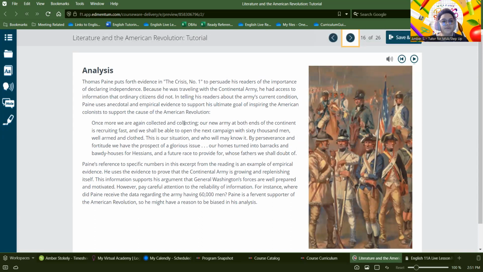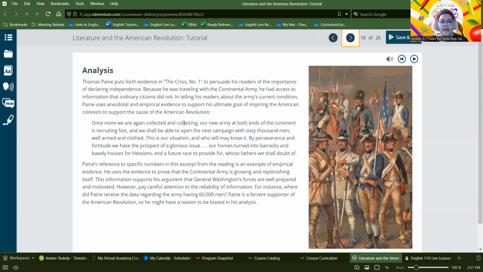Okay, so the analysis, I'm just gonna hit the main points, right? So the main point is to persuade the readers of the importance of declaring independence. He's explaining why it's important that we fight to do this, why it's important for the people at the time to fight for freedom. He was traveling with the Continental Army, so he has access to information that other people wouldn't. So he could be considered expert opinion because he was there.